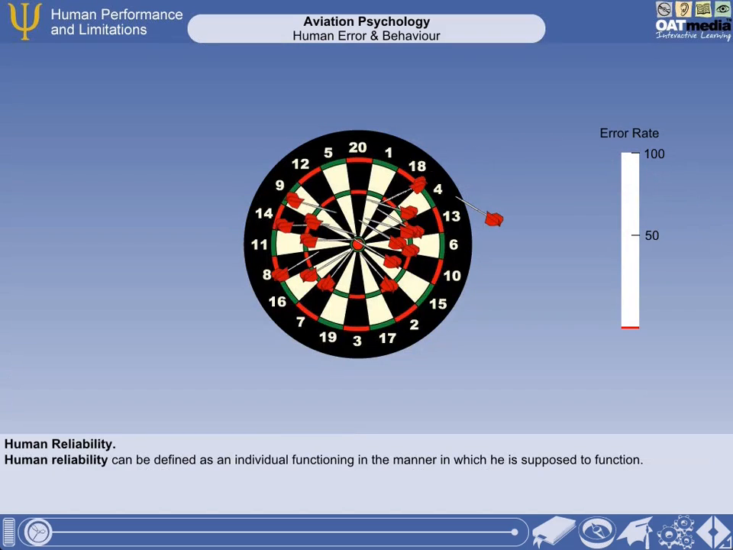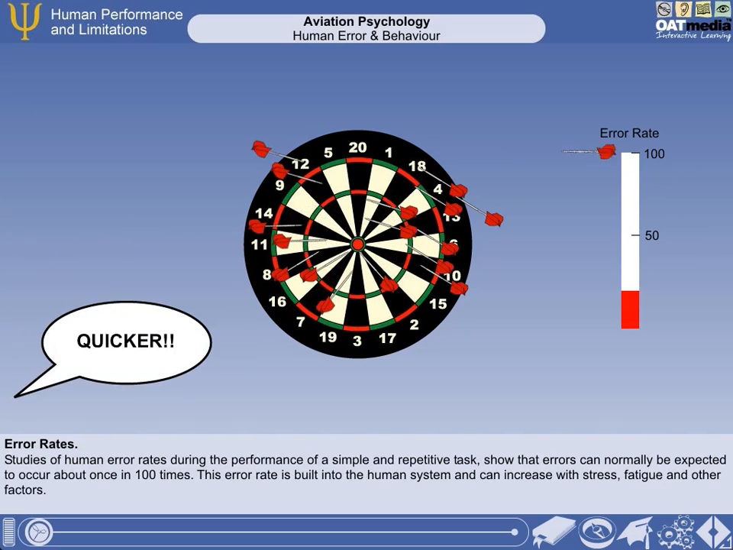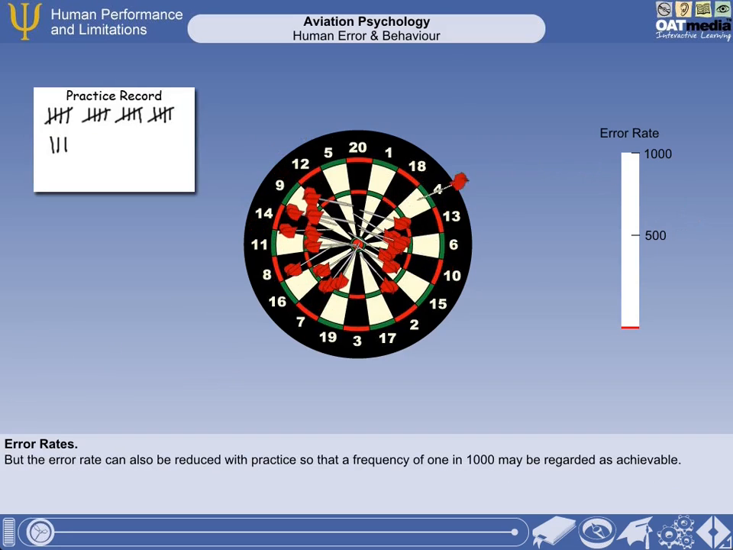Human reliability can be defined as an individual functioning in the manner in which he is supposed to function. Studies of human error rates during the performance of a simple and repetitive task show that errors can normally be expected to occur about once in 100 times. This error rate is built into the human system and can increase with stress, fatigue, and other factors. But the error rate can also be reduced with practice, so that a frequency of 1 in 1,000 may be regarded as achievable.